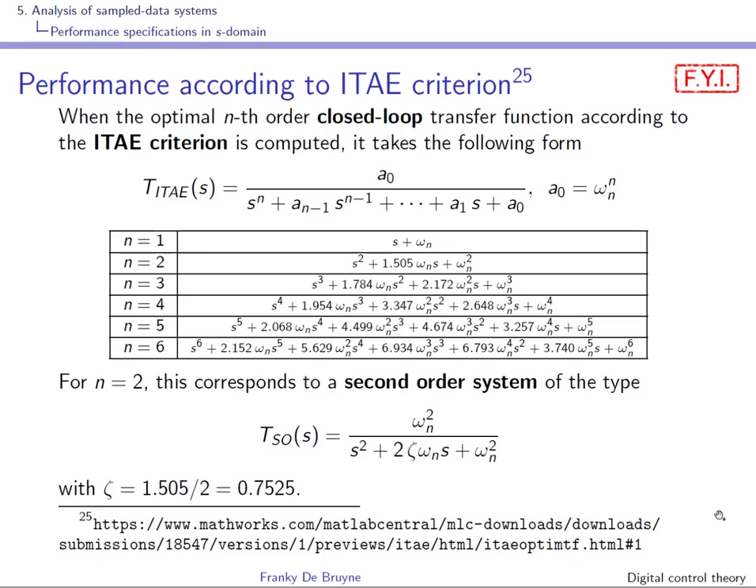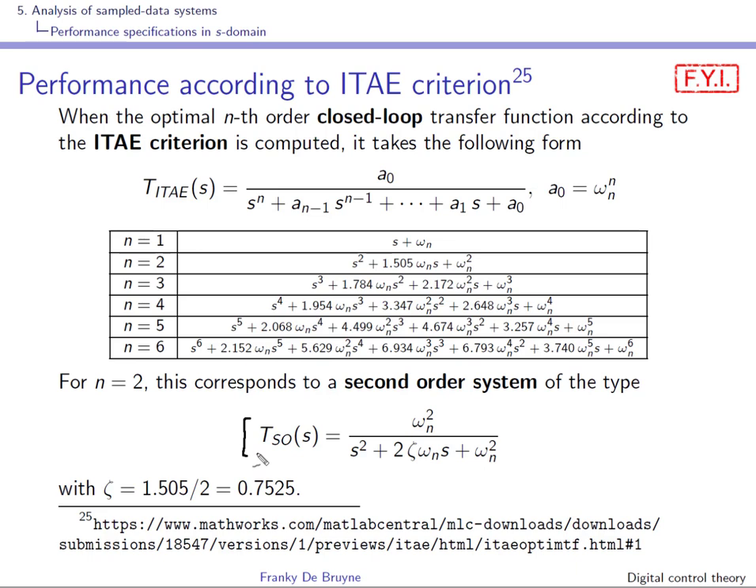The next topic in this video concerns performance according to the ITAE criterion, and as you can see, well, these slides are for your information only. Well, in this course, in order to impose performance, we have worked with the following second order system, right? And the idea is that you can link the specifications in terms of rise time, settling time and overshoot to zeta and omega n, right? And then you impose the closed loop transfer function.